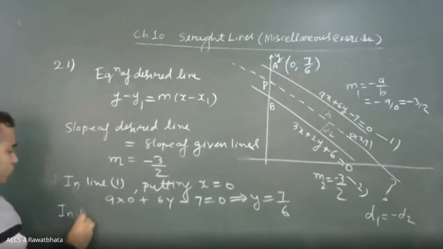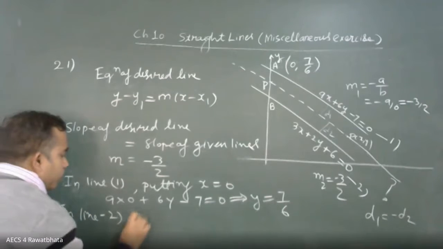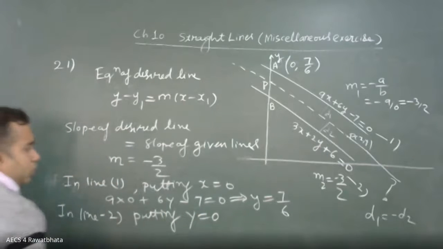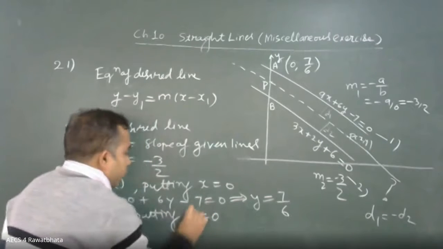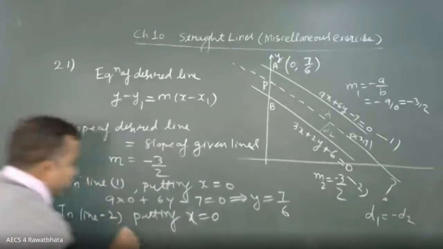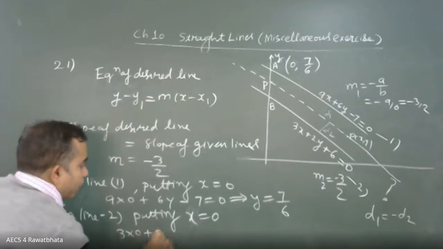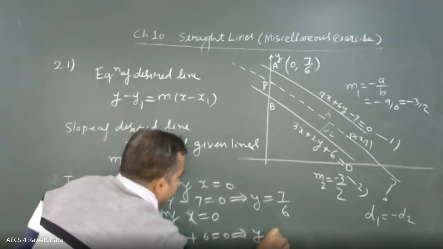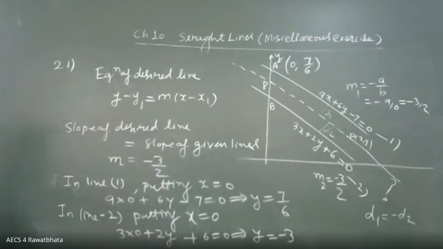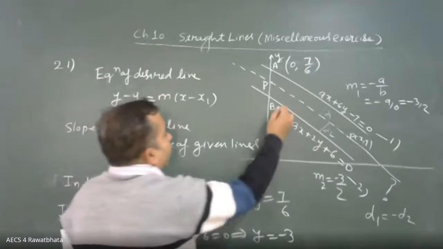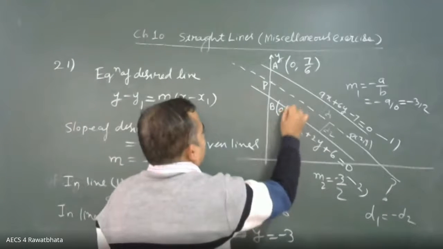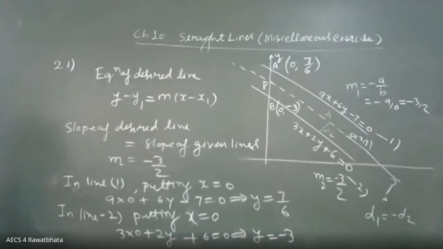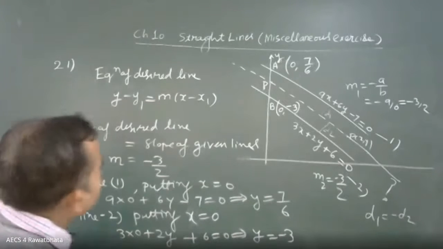And in line 2, putting x equal to 0. If I put x equal to 0 in line 2, this will give me 3 into 0 plus 2y plus 6 equal to 0, which means y equal to -3. Correct? y equal to -3. So B coordinates will become 0, -3. And note that P is the midpoint of AB, isn't it? P is the midpoint of AB.